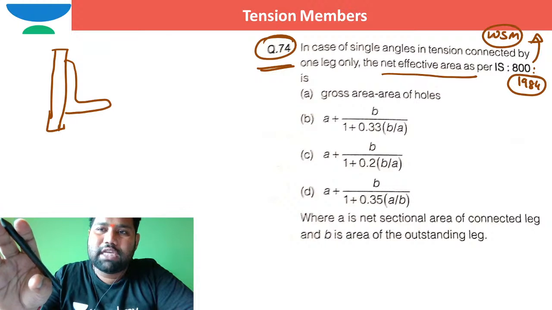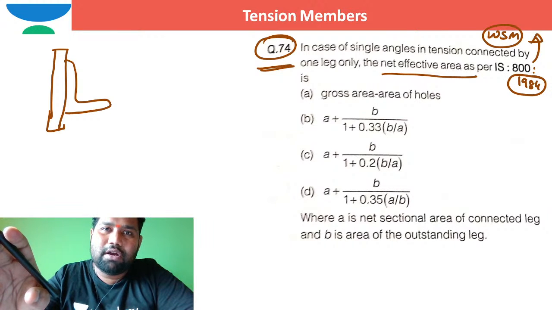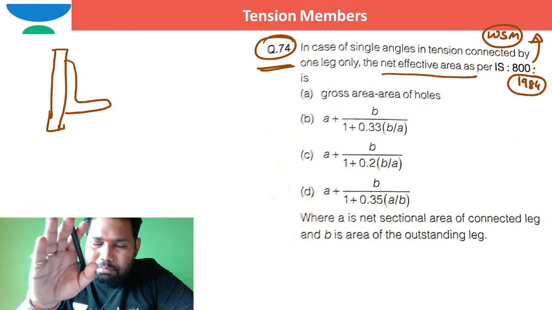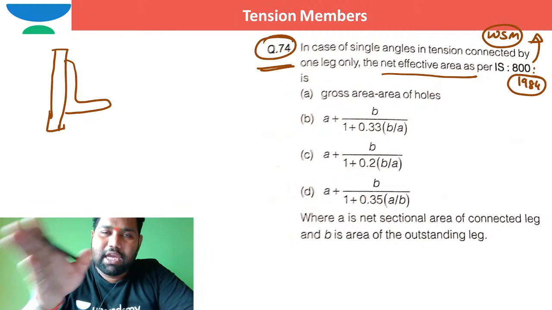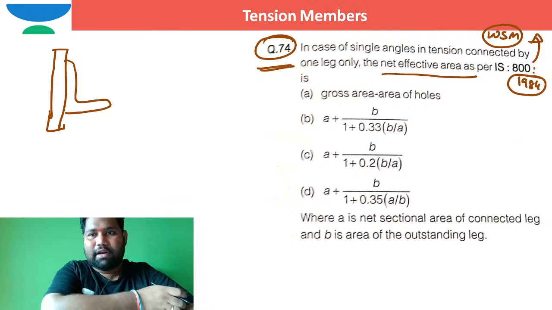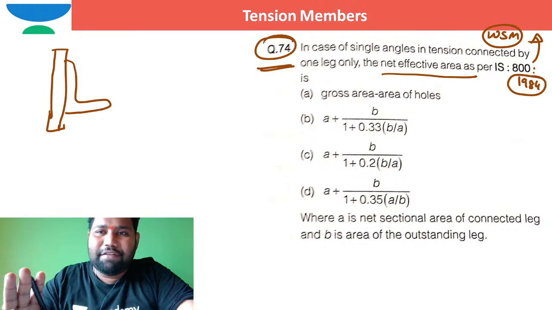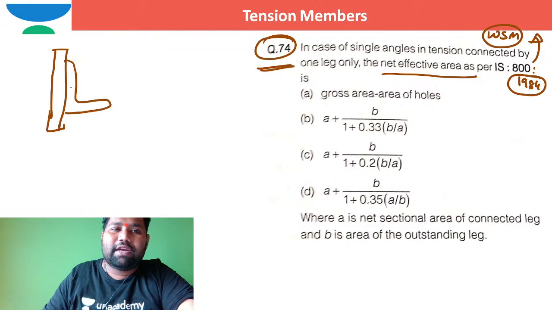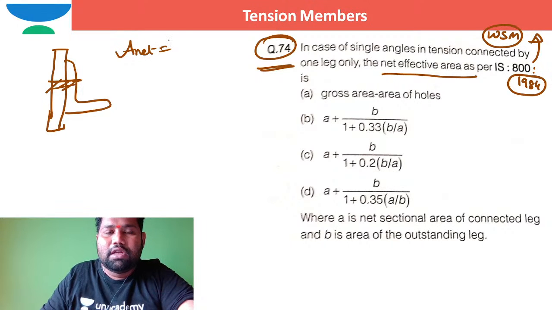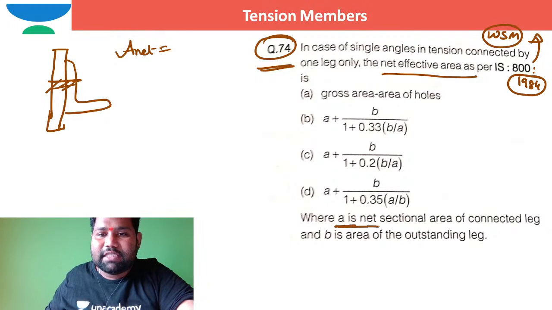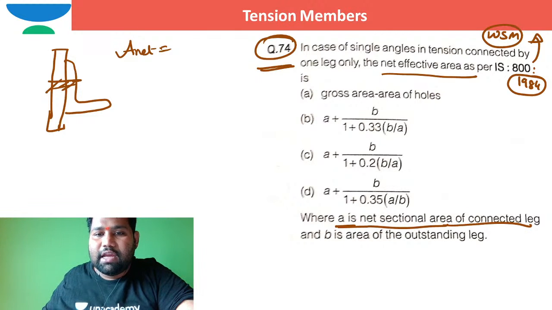Here the emphasis was given mostly on working stress method, because I didn't talk much about working stress method in the actual syllabus. So now, how can we work out the net effective sectional area, brother? Here A net is equal to, in general, A1 plus K times A2. What is A1 here? A1 is the net cross-sectional area of connected leg, and A2 is the net area of outstanding leg.